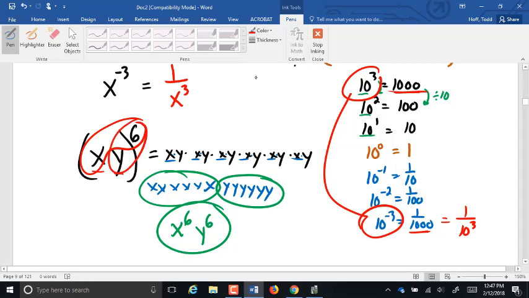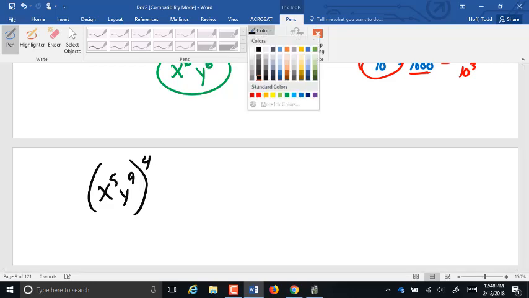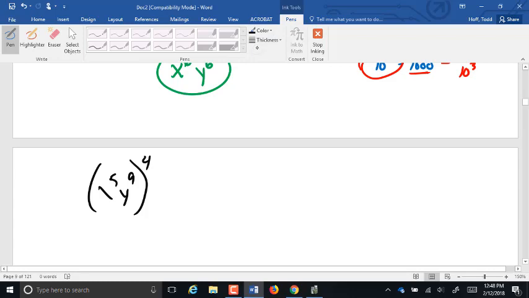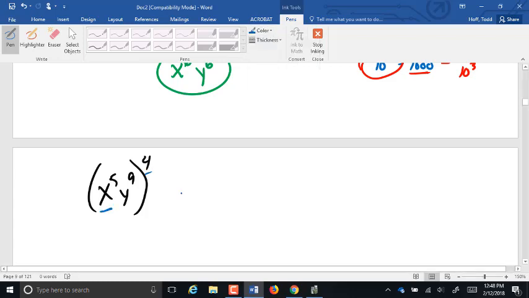So what that means is I can have x to the 5th, y to the 9th, to the power of 4, and I can do each piece separately. What's x to the 5th to the power of 4? X to the 20. 5 times 4 is 20. Y to the 9th to the power of 4. 36. 9 times 4 is 36.